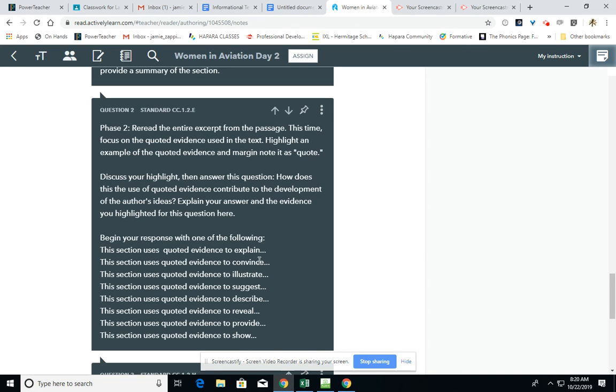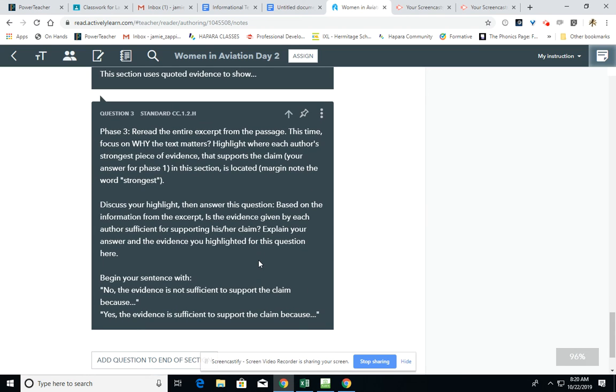In phase 3, we are looking for why the text matters. Within this phase, we're focusing on the author's evidence again, but now we're going to evaluate it. I want you to focus on the evidence as being sufficient to support the claim that you came up with during phase 1 of the reading.